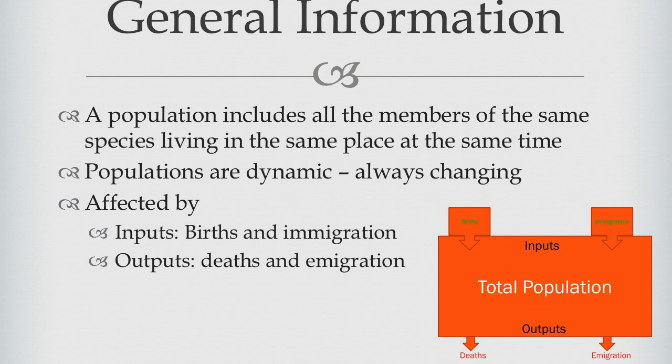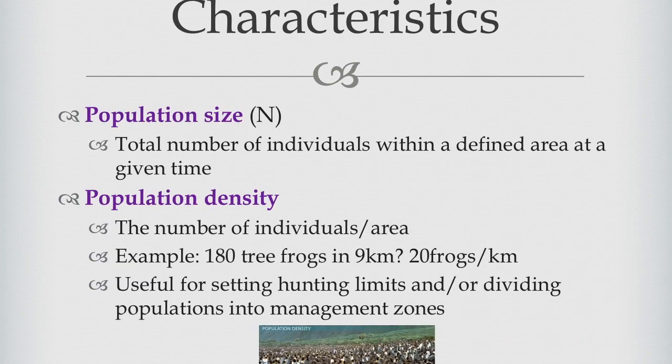General information. There are two inputs, two things that make your population bigger: having babies, so your birth rate, and immigration, people moving in, so immigration with an I. The outputs, the things that make your population smaller, are when you die, or death rate, or emigration with an E, people leaving your country.